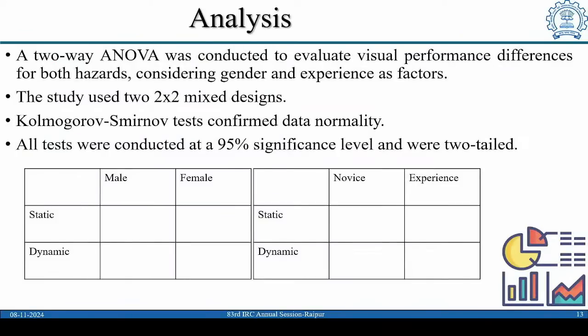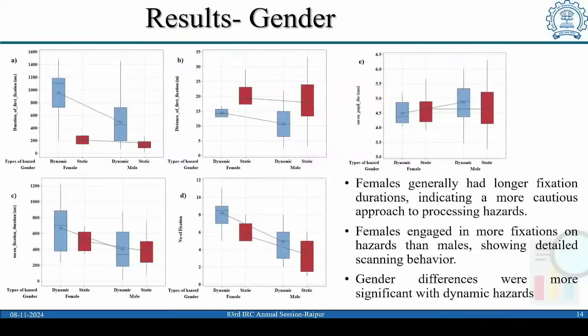For the analysis, we conducted a two-way ANOVA test, using two mixed designs. The first design was between type of hazard and gender, and the second was between type of hazard and driver experience. All these tests were conducted at a 95% significance level, and all were two-tailed tests. From the analysis, we achieved some results.